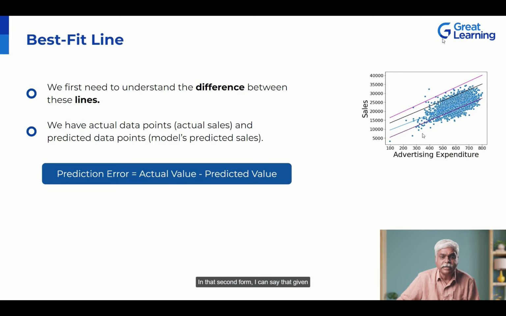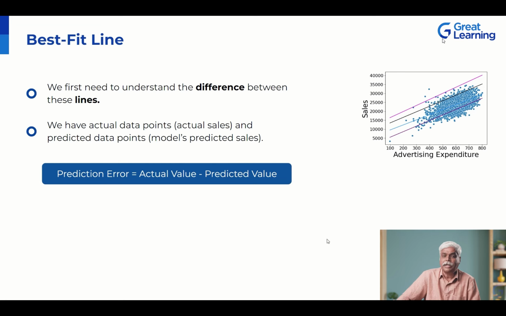In that second form, I can say that given an advertising expenditure, there is a predicted sales. And that predicted sales is what is lying on the straight line. So I can think of the straight line as capturing the predicted sales for the input advertising expenditures. The actual value is on the plot and the predicted value is on the line. The difference between these two, the actual value and the predicted value, for a single point, is the prediction error. It is the error that I'm making for that particular point when I'm using the line to predict it. So the prediction error is the actual value minus the line.